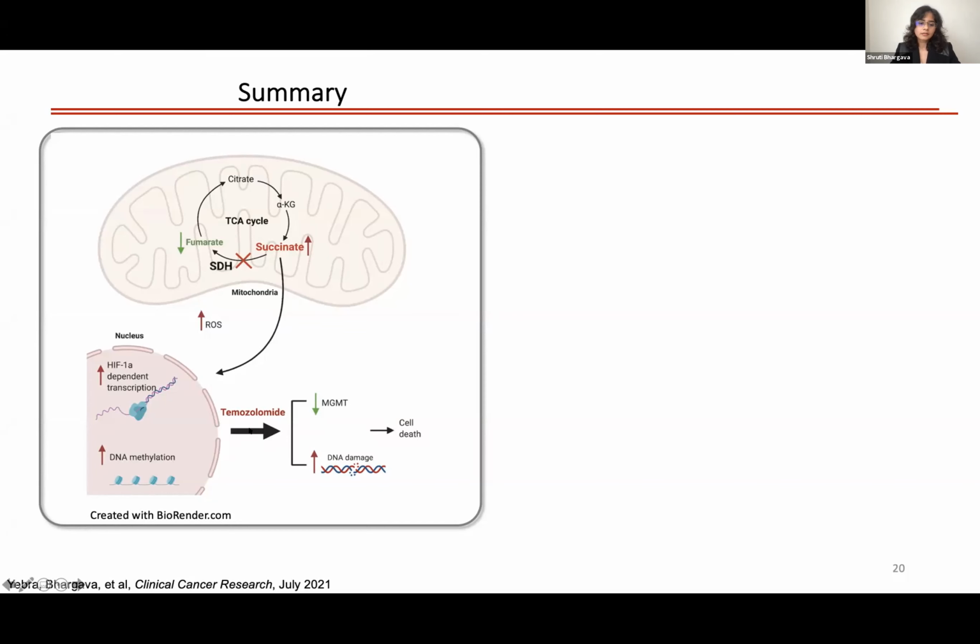On a clinical side, we found that temozolomide is effective in these SDH-deficient GIST, both in vitro as well as on the GIST patients whom we have treated. It causes an increased DNA damage inside the cells, and that leads to cell death.